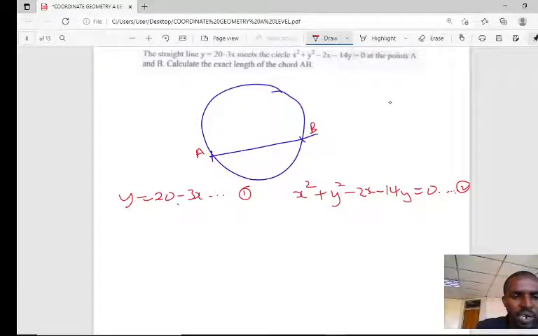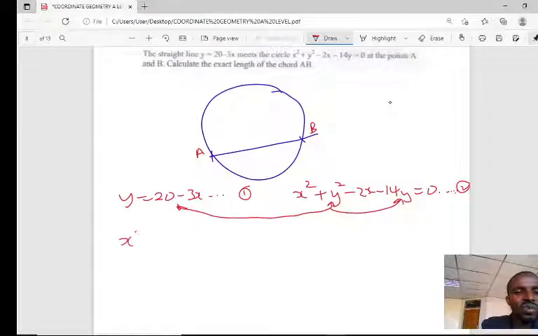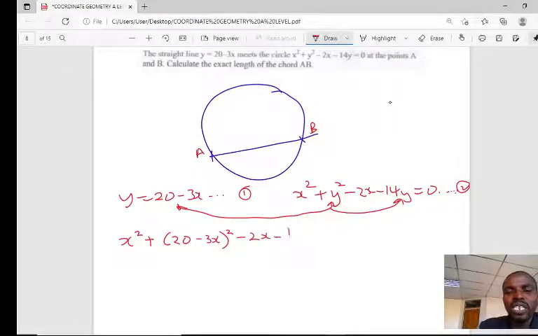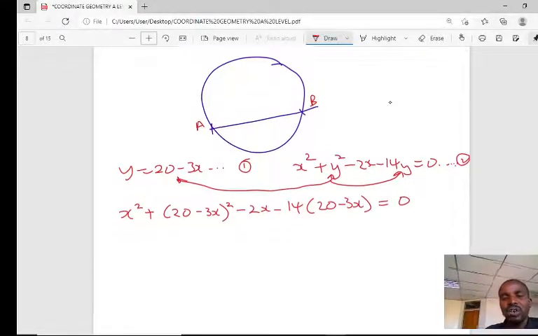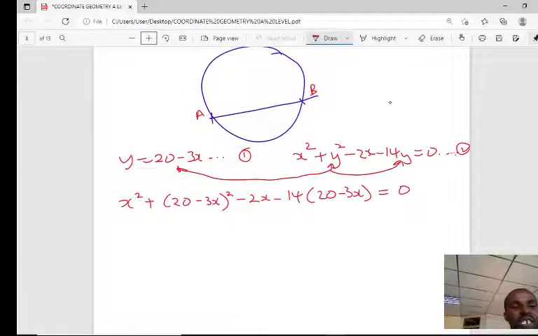So in this equation 1, y is already the subject. So just substitute where there is y in the second equation using the substitution method. It will be x squared plus, where there is y, you put 20 minus 3x, then squared, minus 2x minus, where there is y, you put 20 minus 3x, is equal to 0. Right, now let's simplify this one.